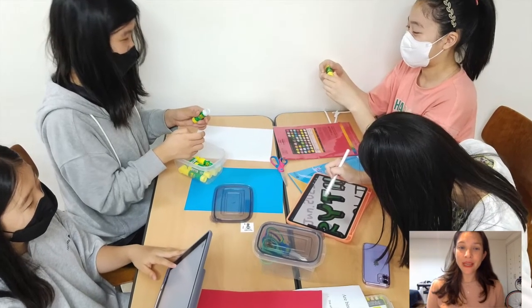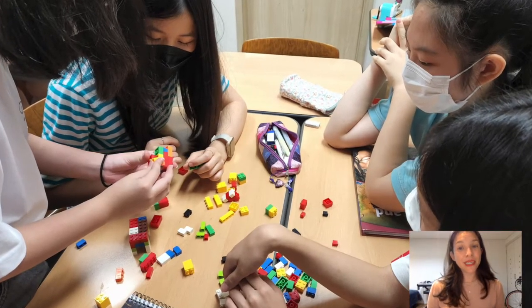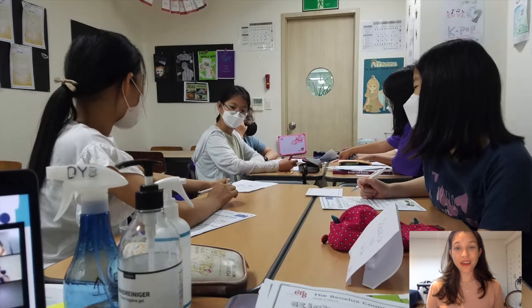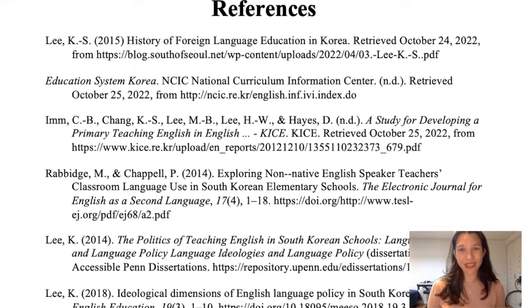Ultimately, though, TEE is the tip of the iceberg in the Korean education system. It's up to Koreans to decide what is the most important end goal of English learning: university exam preparation or confident communication abilities.